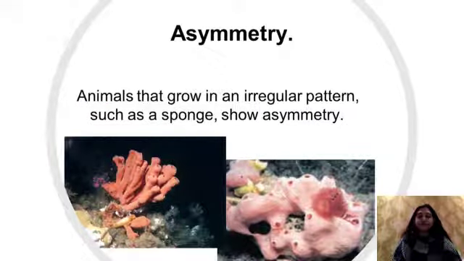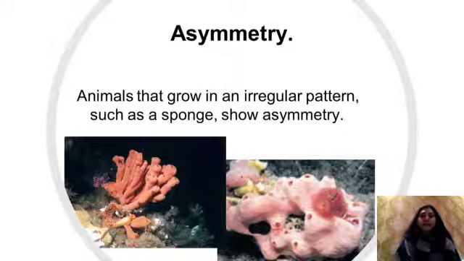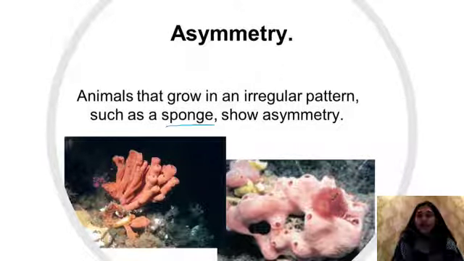Asymmetry: animals that grow in an irregular pattern show asymmetry. That means any organism whose body cannot be divided into equal parts from any plane is known as an asymmetrical animal. An example here is the sponge. The sponge is an animal and this shows asymmetry.